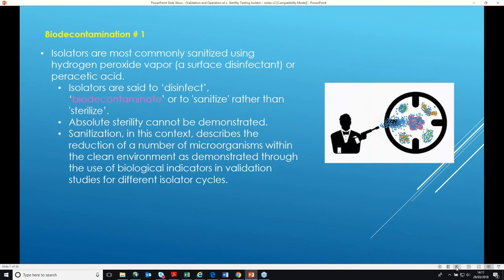Sanitization in this context, though, can be quantified, and it describes the reduction of a number of microorganisms within the clean environment, as demonstrated through the use of biological indicators in validation studies for different isolator cycles. And we'll come back to biological indicators a little bit later.